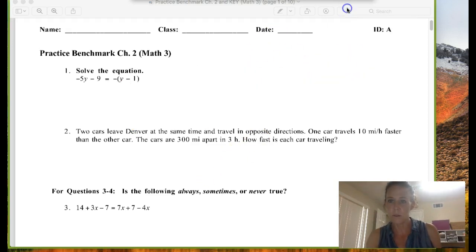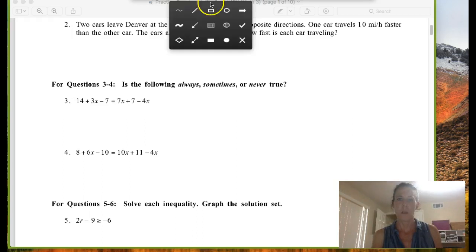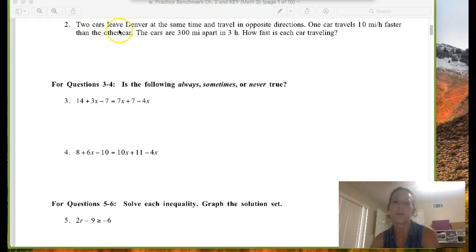Let's do number 2. Okay, the good old 2 cars going in opposite directions. 2 cars leave Denver at the same time. So let's just draw a little picture. Here's Denver. They leave at the same time and they travel in opposite directions. So we'll do Denver here. And they travel in opposite directions.